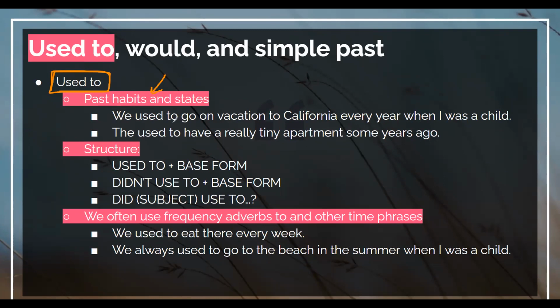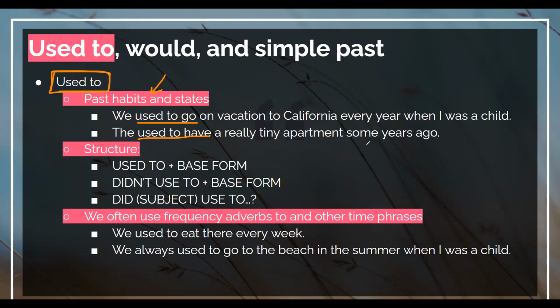For example, we used to go on vacation to California every year when I was a child. This first sentence is a past habit. It's a past action, right? You physically go to a place, so it's a physical verb, an action verb. But they used to have a really tiny apartment some years ago. This is not an action. The verb have is not a physical action. It refers more to a state. Either you have it or you don't, right? It's not something that can be repeated like an action or a habit. It's just something that is the way it used to be.